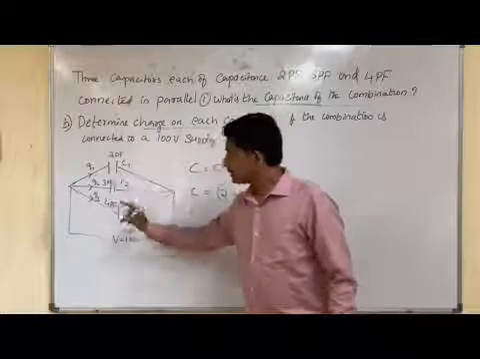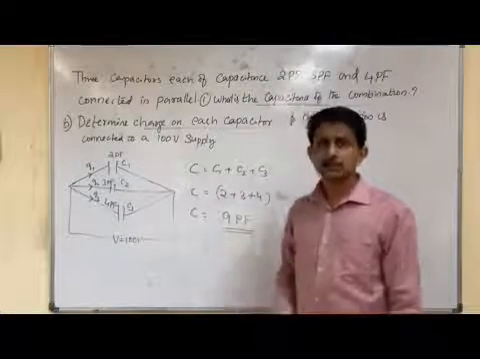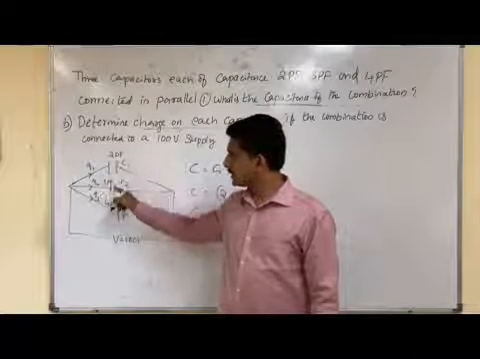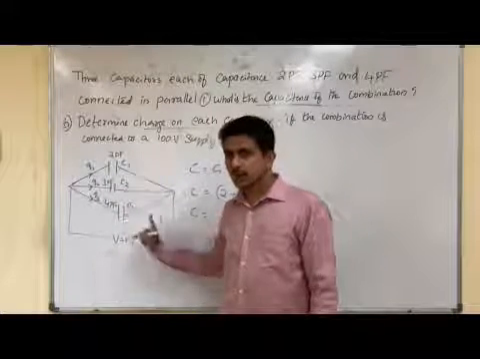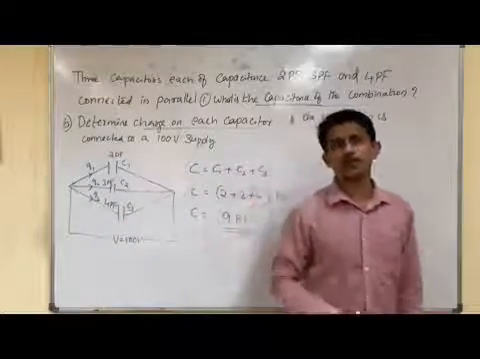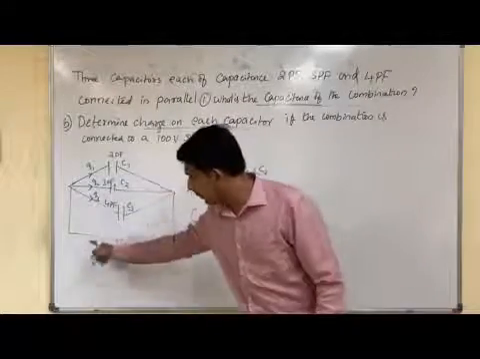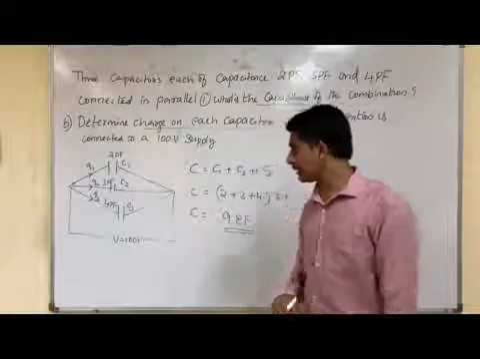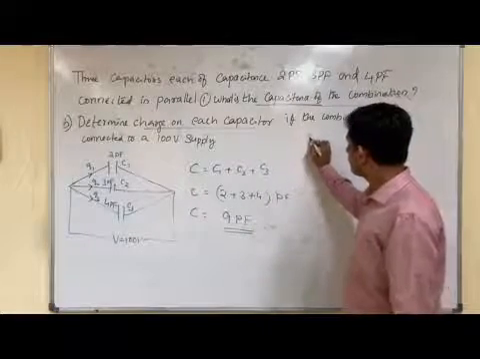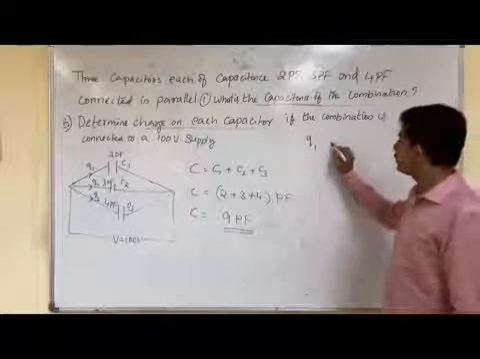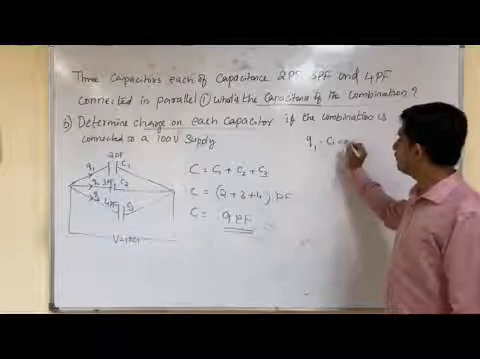Here, when capacitors are connected in parallel, as we know, the charge passing through each capacitor is different, but the potential drop across each capacitor is the same, because they are connected to the same voltage source. So we can calculate Q1. Q is equal to CV, so Q1 is equal to C1V.